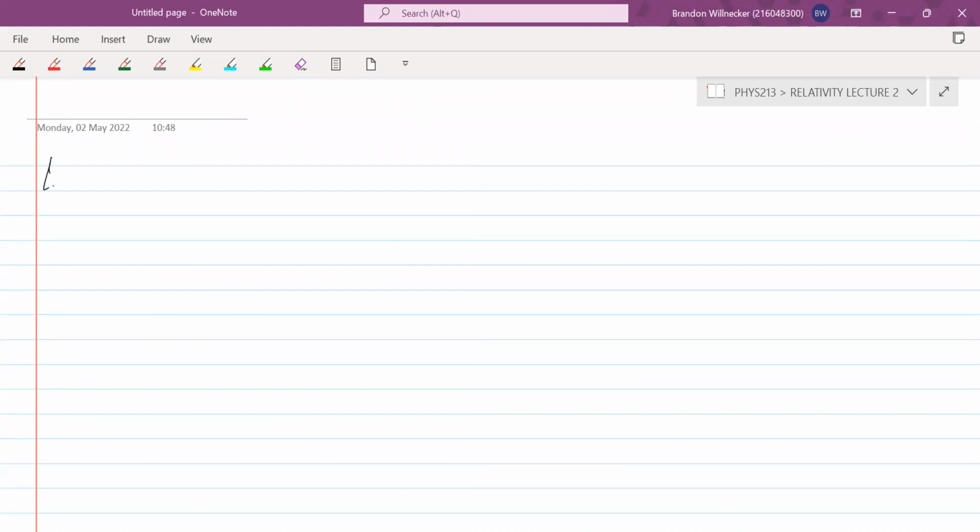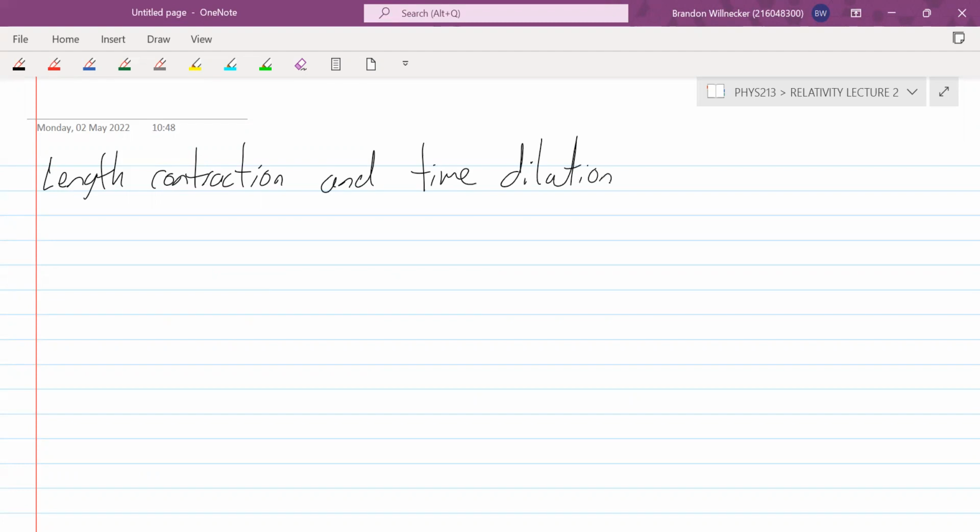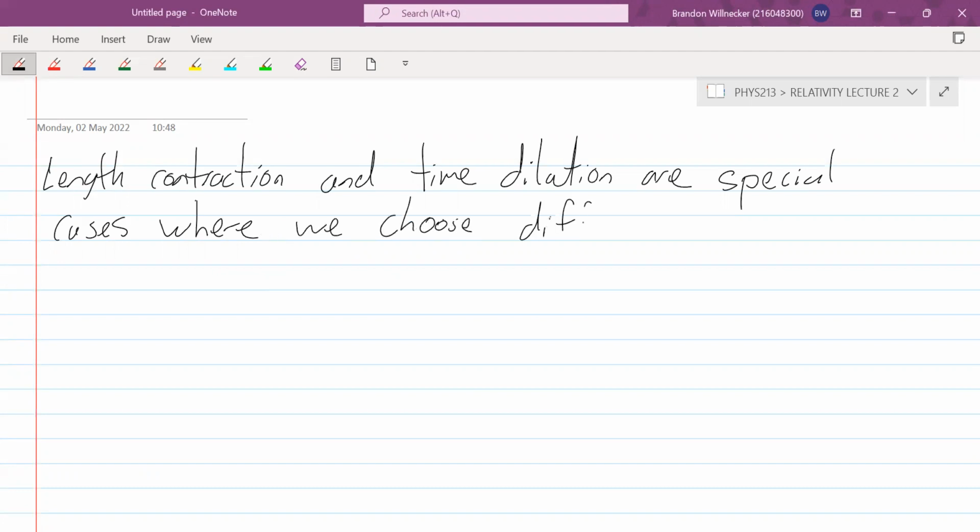So length contraction and time dilation are special cases where we choose two different coordinate systems. For example, the one was not moving, it didn't have any change in x, y, or z, while the other was moving. But that's just a special case. So length contraction and time dilation are special cases where we choose different coordinate systems.